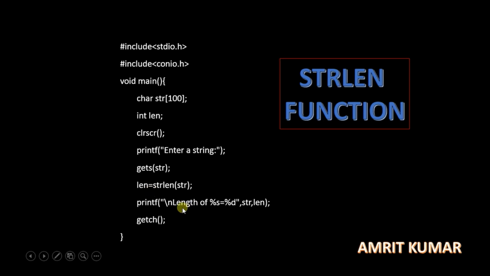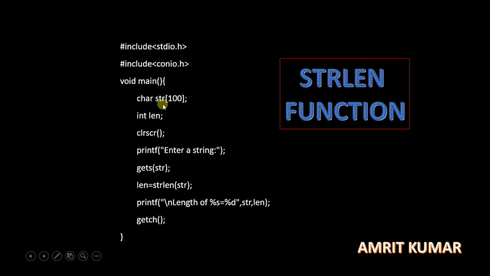After that, finally I am printing the len and str. So str is the string given by the user, and len is the length of that string. And we know that the string format specifier is %s, and for the length, which is an integer, it is %d.